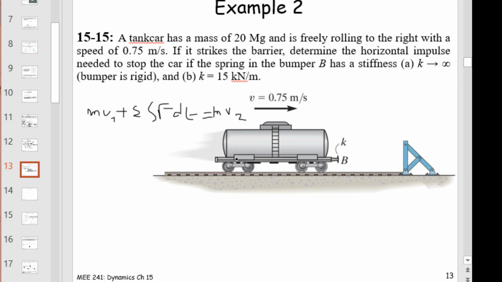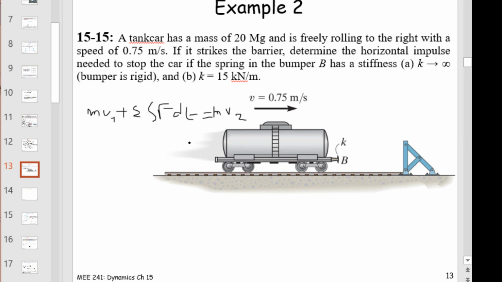I'm gonna take this tank car as my free body diagram. Now, just before the impact here, and just before stopping the car, what are the forces exerted on this tank car? In fact, there is only one force, which is the impulse of this spring force. All right, so there is only one force, which is the force in this bumper at B.